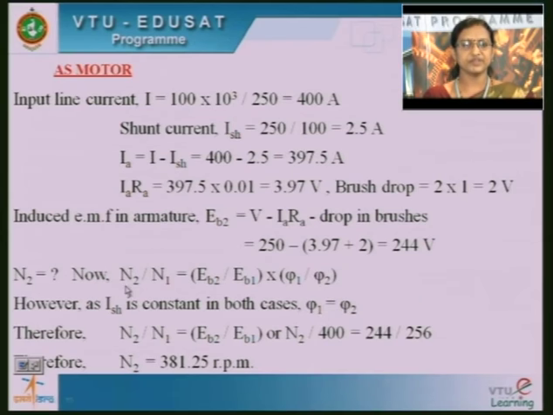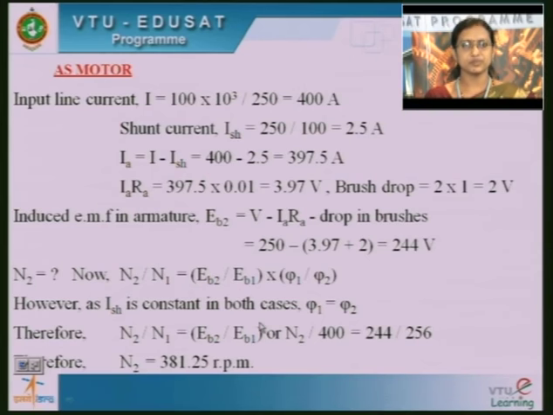Now the relationship between the speed and back EMF will be N2 divided by N1 is equal to EB2 divided by EB1. Here you know the value of EB2 and the value of EB1. When it is working as a generator, we have considered it EB1, and when the machine is working as a motor, we have considered it EB2. N1 is the speed when it is working as a generator. Now you have to find the speed when the DC machine is working as a motor. Substituting all the values, we get the speed of the motor equal to 381.25 RPM.